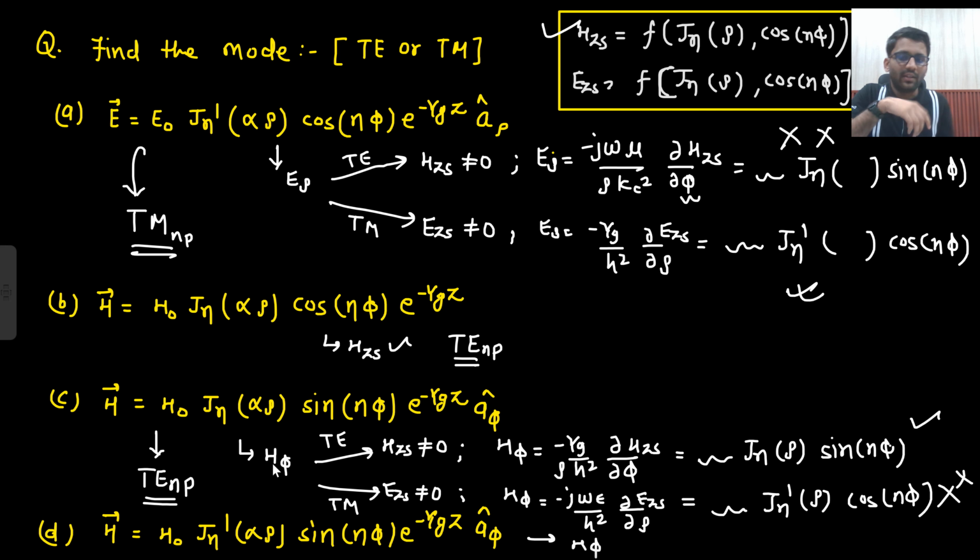Are you getting this point? It is a function of Jn dash sin phi. That means what does it mean? That this is also differentiated and this is also differentiated. But it is not possible.